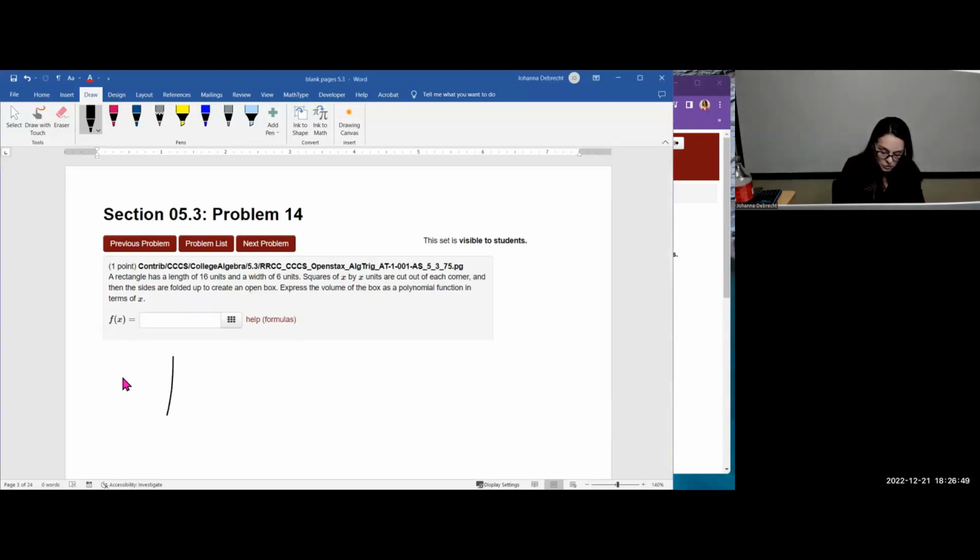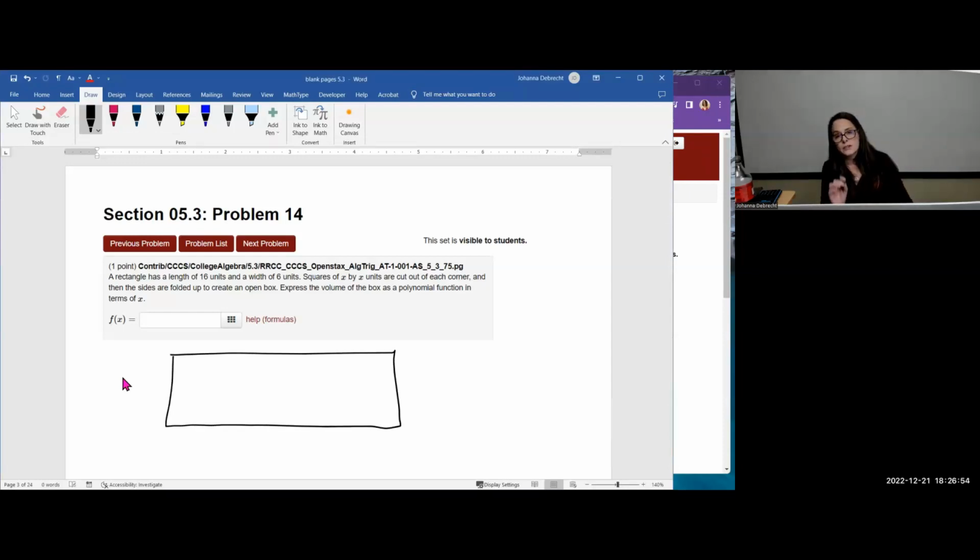All right, so I'm going to draw a rectangle. Make sure when you draw a rectangle that you don't draw a square. Yes, a square is a rectangle, but not all rectangles are square. So draw one that's not square. That's usually better. Has a length. Okay, a length. Got it. Of 16 units. Okay, this is 16 from here to here. Okay, and a width of 6 units. Okay, so this is 6 from here to here.